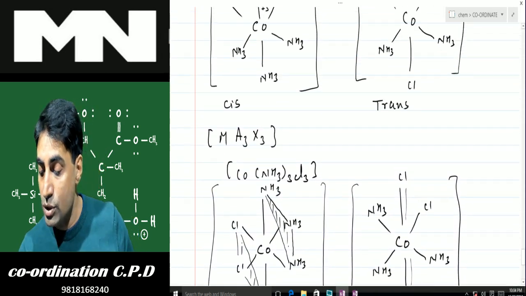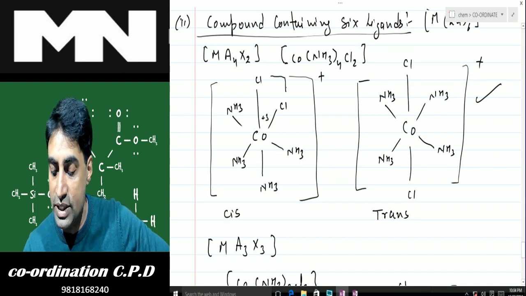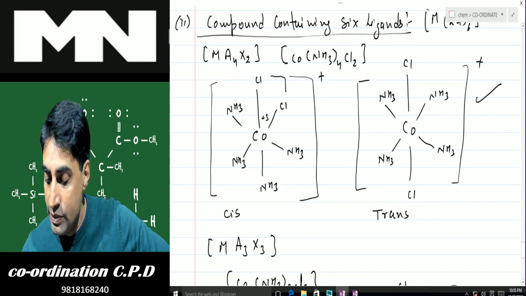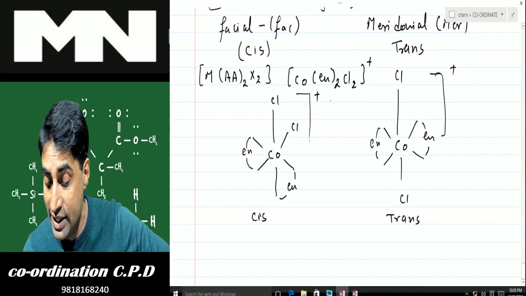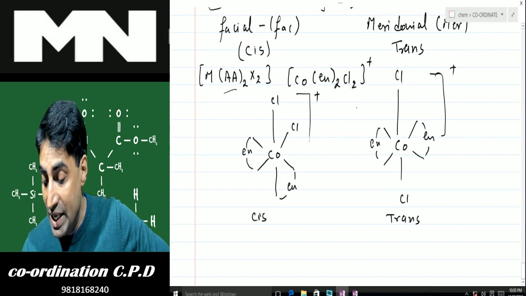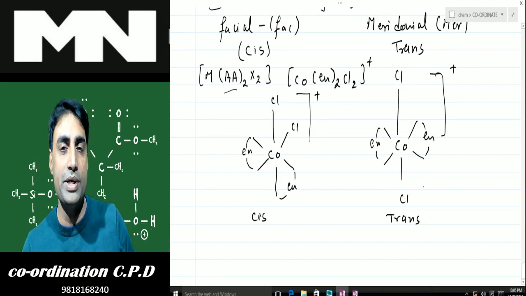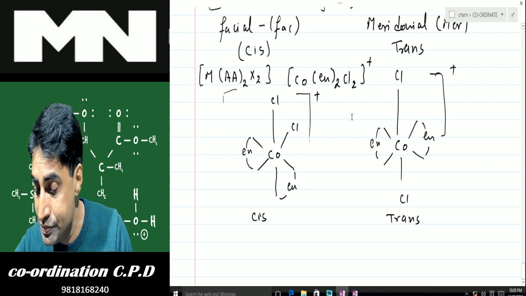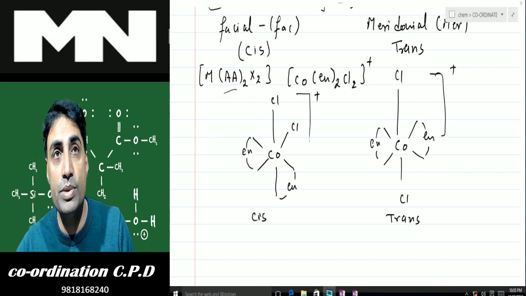So it is very similar to the first one. If you have a look at this one, it is very similar to this one, where you got a like group on the same side and like group on the opposite side. But in that case, there was no bidentate ligand, whereas in the third case, you got a bidentate ligand, that is ethylene diamine. AA means bidentate ligand. So with bidentate ligand also you can have, with monodentate ligand also you can have. This is all about their geometrical isomerism. So geometrical isomerism we can see like this. After this, we'll move on to their optical isomerism.